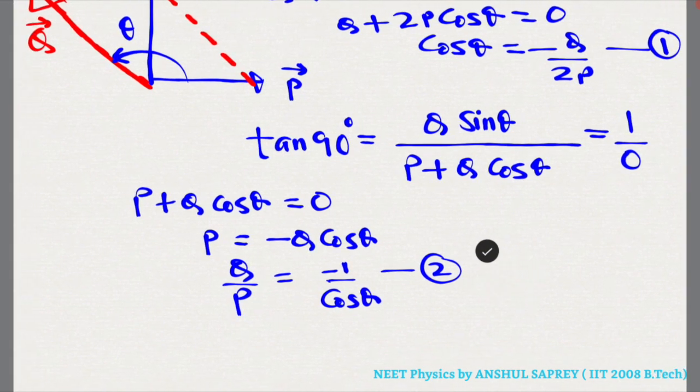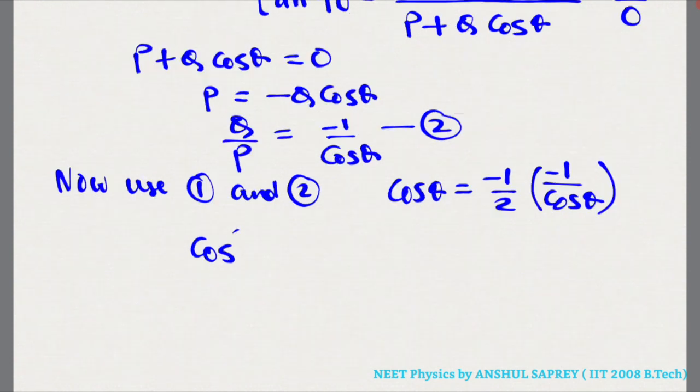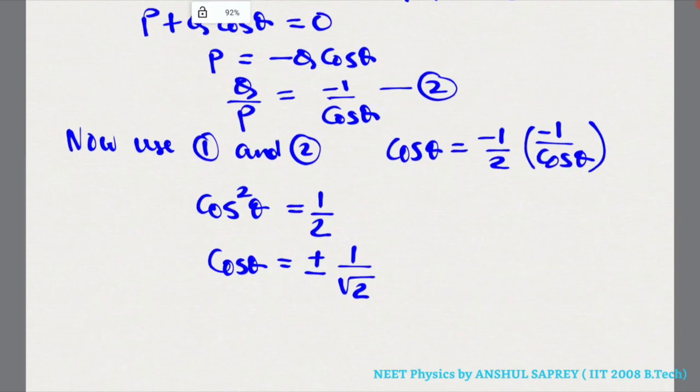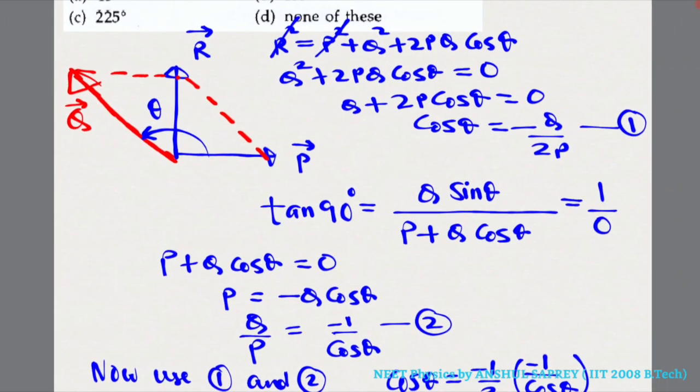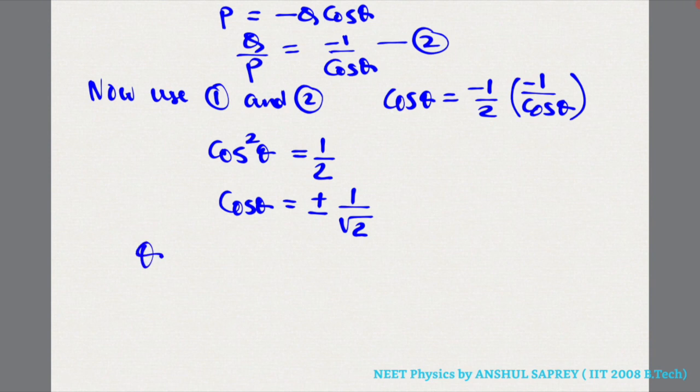Now using the first and second, we'll get cos theta is equal to minus 1 by 2 into Q by P, which is minus 1 by cos theta, or cos square theta is equal to 1 by 2. So cos theta is equal to plus or minus 1 by root 2. Now as we can see in the diagram, theta must be greater than 90. So let's suppose theta is equal to 90 plus alpha.